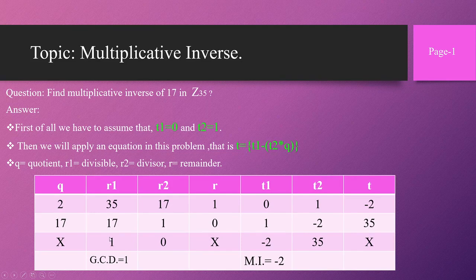So now we cannot divide 1 by 0. For this reason the quotient will be crossed, the remainder will be crossed, so t will also be crossed. So from this final line we will decide that the value of r1, which is 1, will be our GCD, and the final value of t1 will be our multiplicative inverse, which is equal to minus 2.